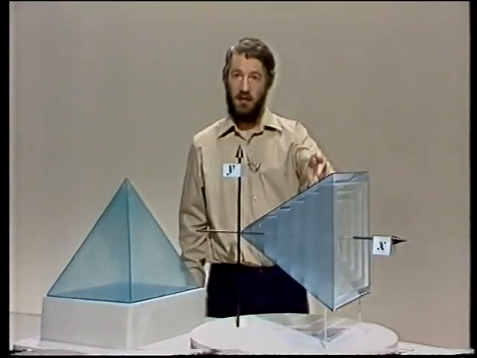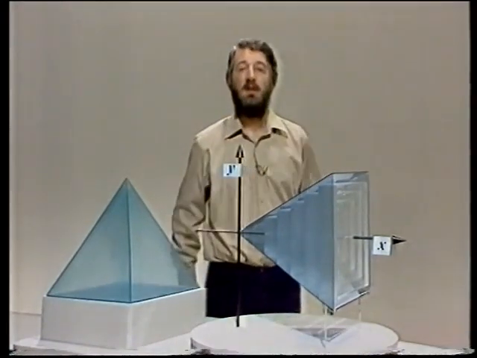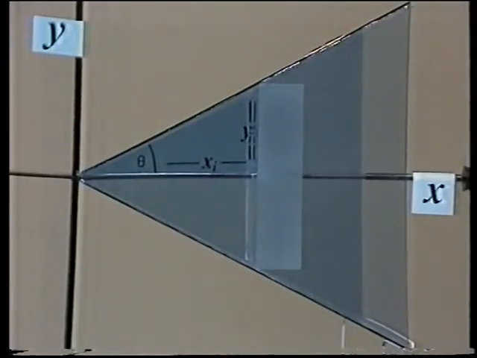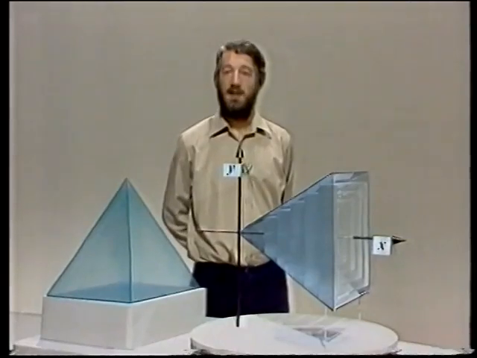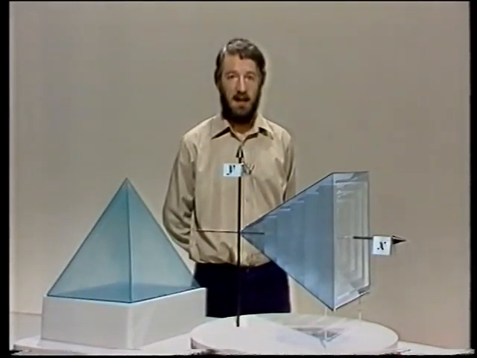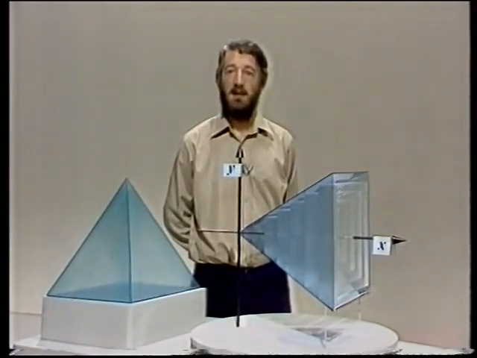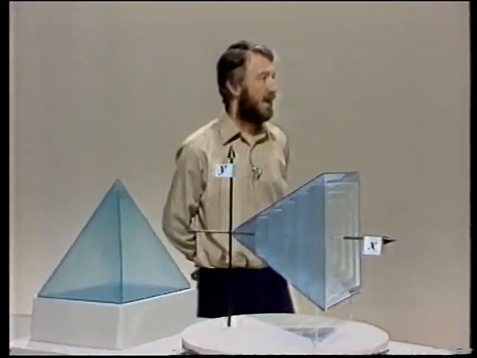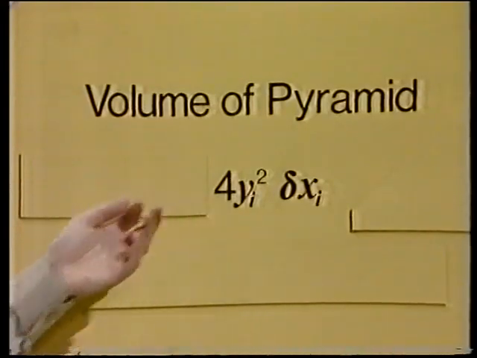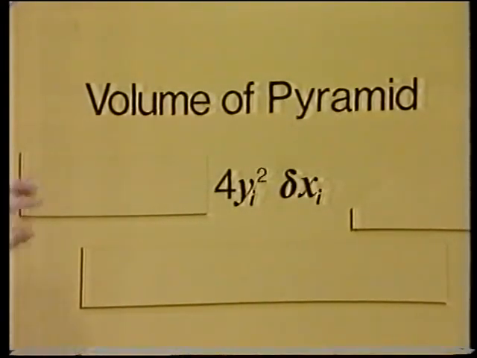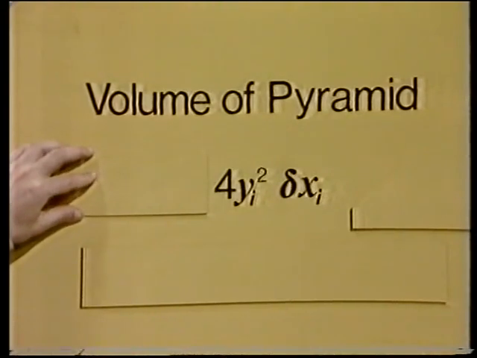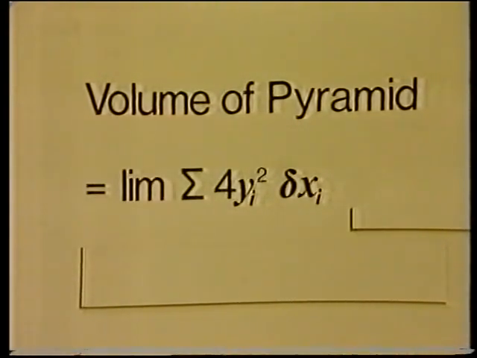We need an expression for the volume of this block. If it's xi from the vertex, and we call the height yi, then the square has side twice that, and so its area is 4yi squared. So the volume is area 4yi squared times thickness, delta xi, and I've written that down here. So to get the volume of the pyramid, we sum over all blocks from 0 to h and take the limit as delta xi tends to 0.